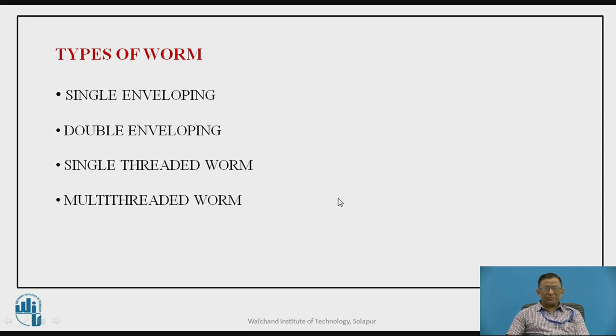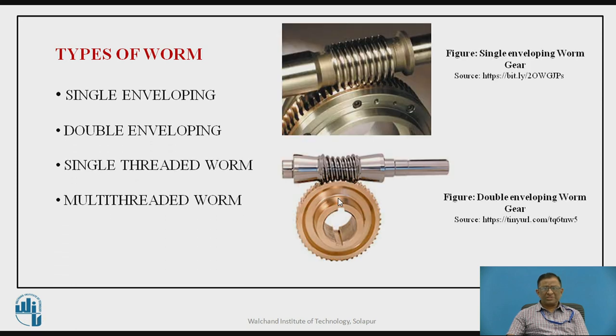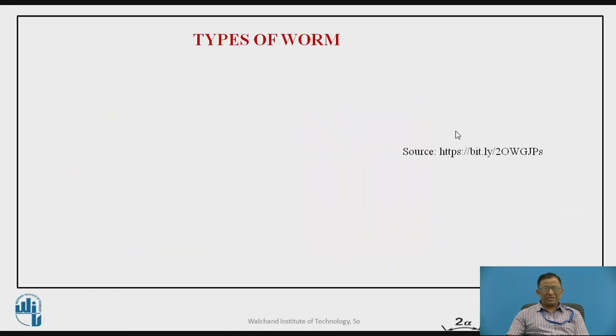Now the types of worms. As far as the construction is concerned, the two major types are single enveloping worm, as shown in this figure, and double enveloping worm. Further, these are classified as single threaded worm and multi-threaded worm. So the number of starts may be single start, or the number of starts may be multi-start. So depending upon that, further they can be classified.